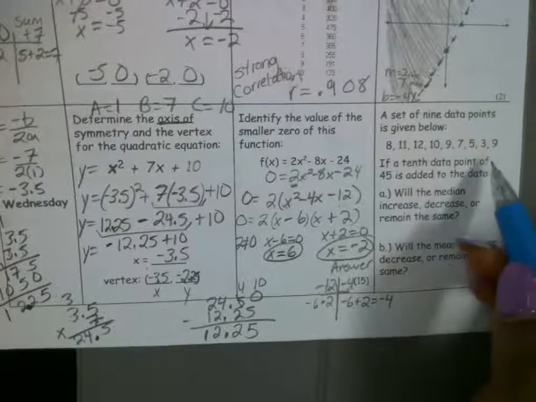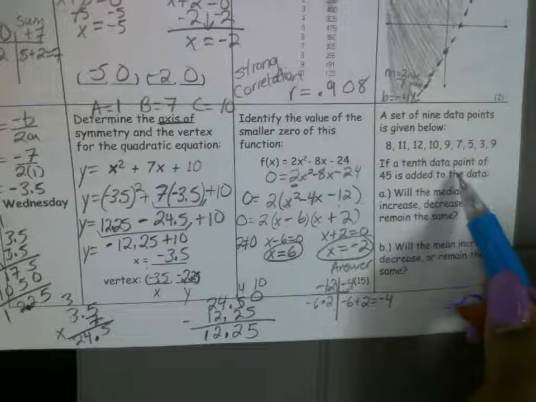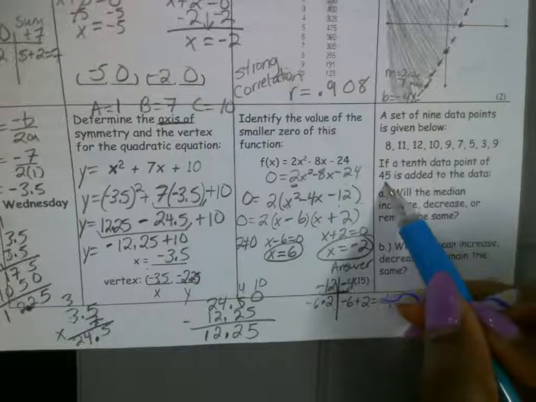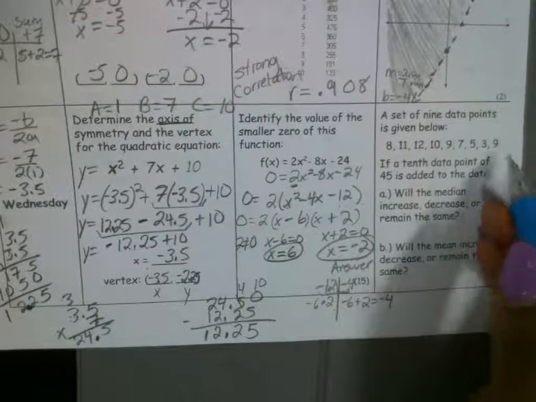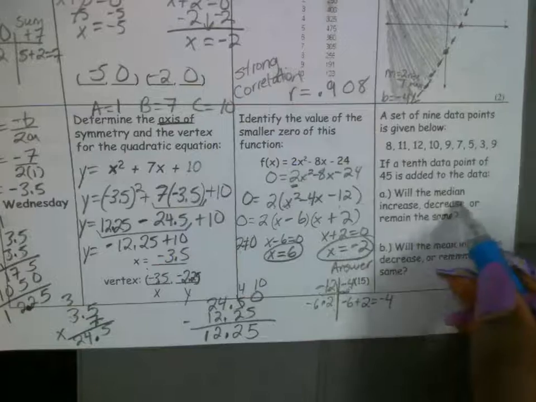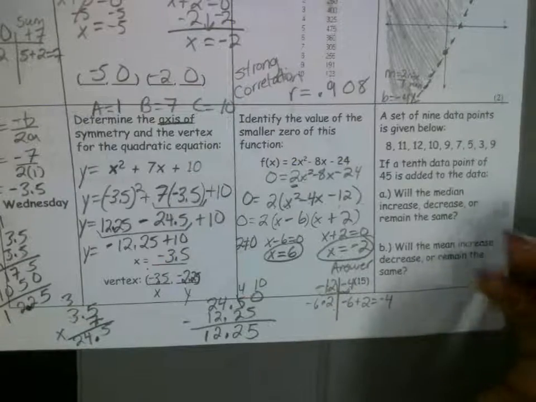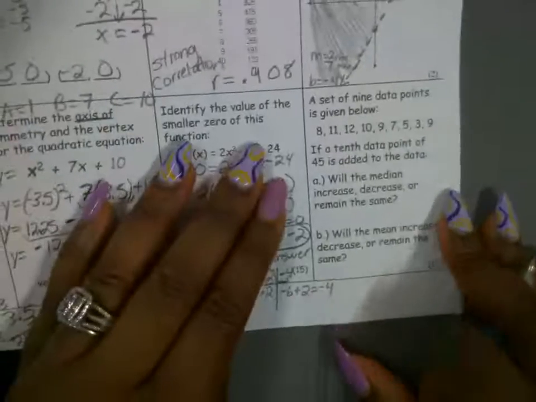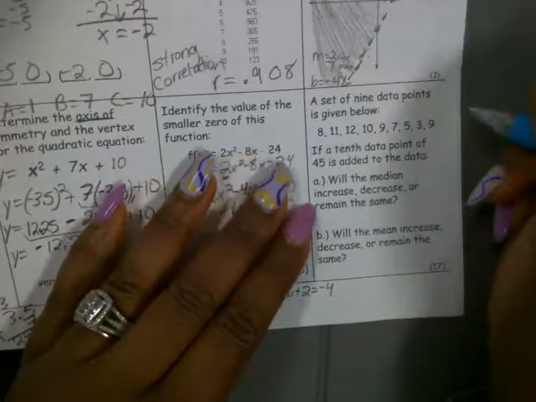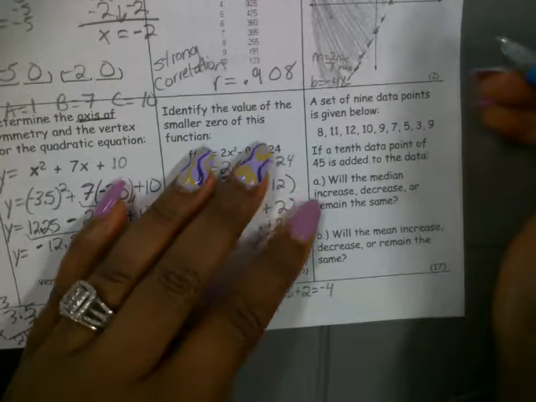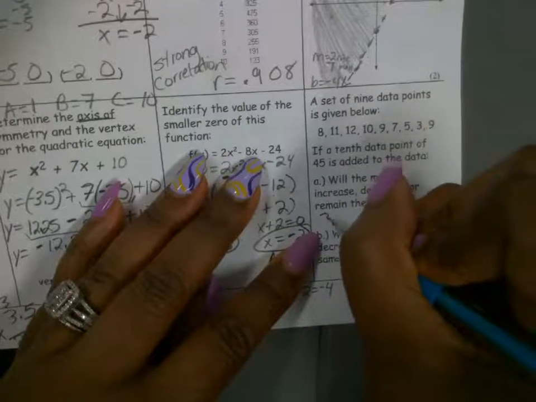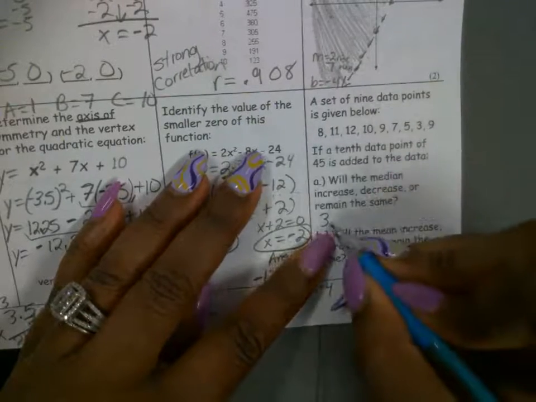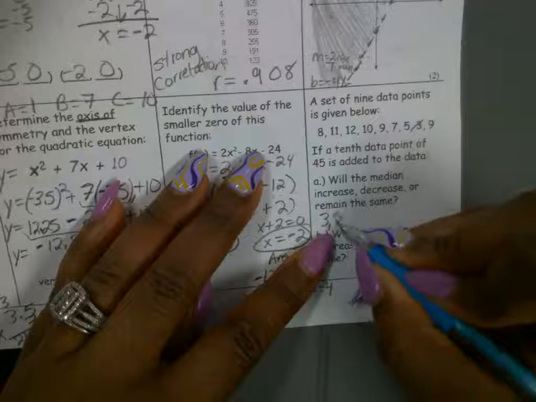All right, let's look at this last one. If I add 45 to this list, is that going to change? Will the median increase or decrease? Increase. All right, so let's put them in order first so I can figure that out. They're not in order. What's the smallest number? 3. The smallest number is 3. I'm going to put them here. 3, and then what's the next number? 5. Next number?